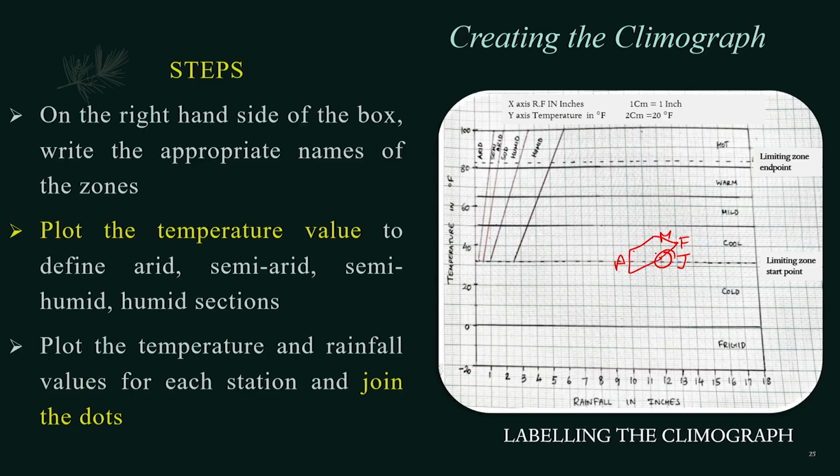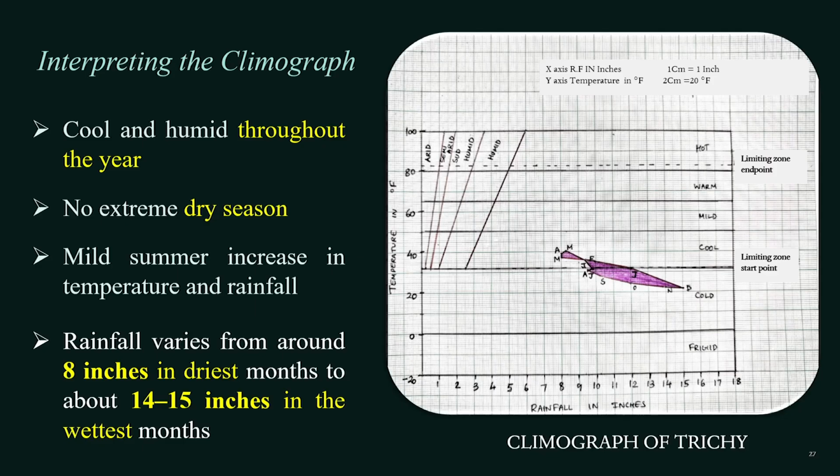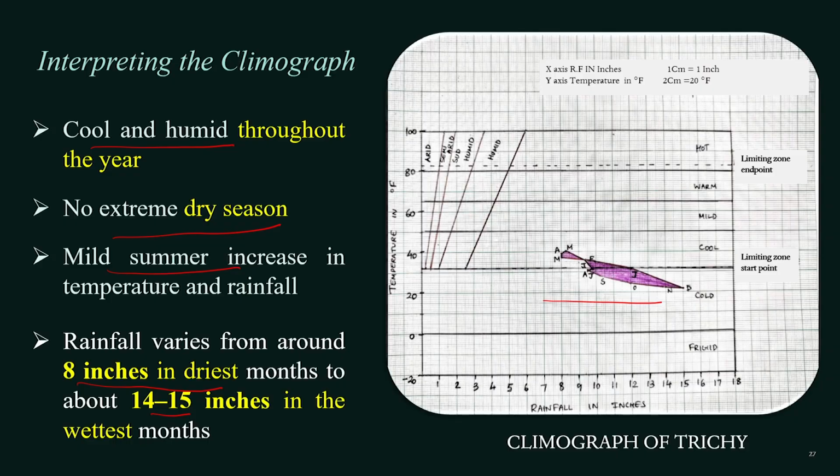Here I will show you the completed version of the climograph of Foster. When we interpret it, we know that this region is cool and humid throughout the year, there are no extreme dry seasons, and there is a mild summer increase in temperature and rainfall. It also shows around 8 inches in the driest month and about 14 to 15 inches in the wettest month. This is the final map you will create with the help of Foster's climograph zones.